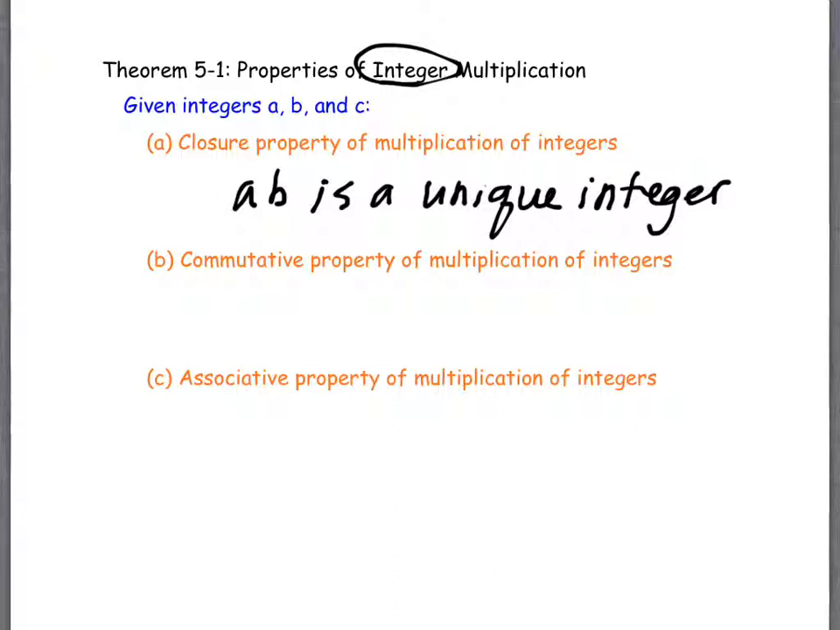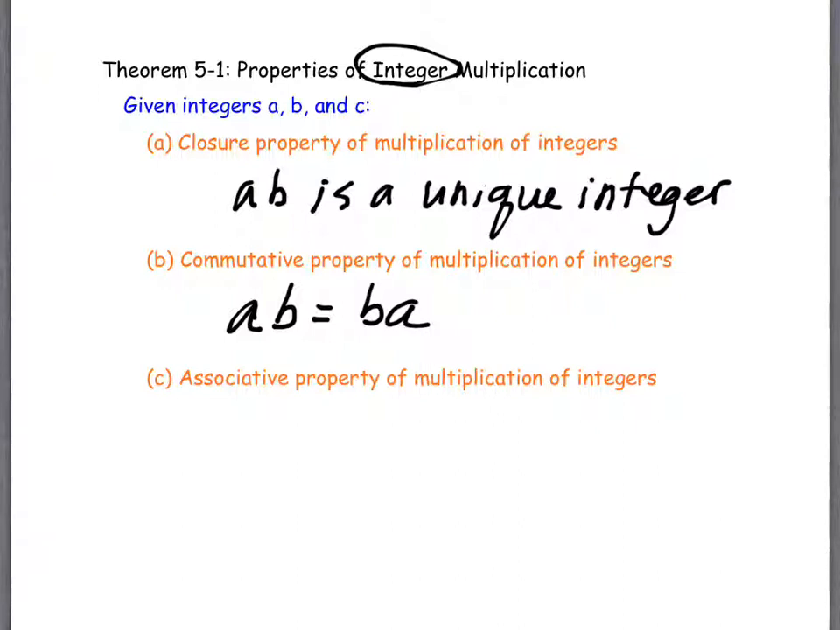Next one, the commutative property of multiplication. You guys remember commutative. That's one that people tend to remember. What's the deal with that one? Switch the order. So if I have AB, it's going to equal BA. You bet.